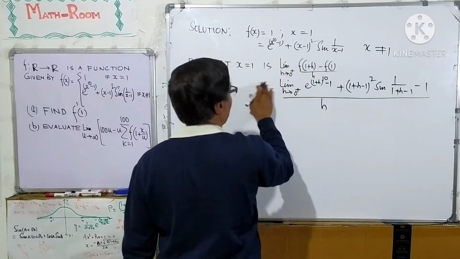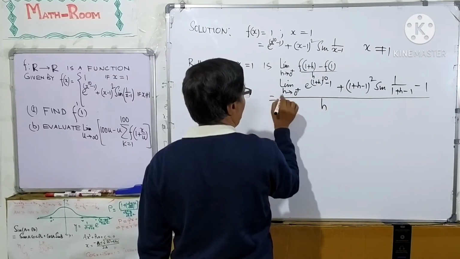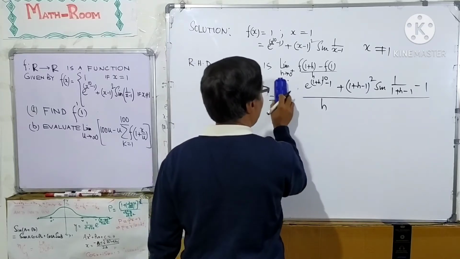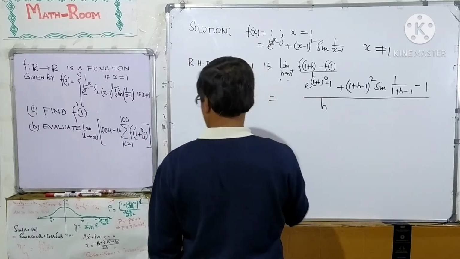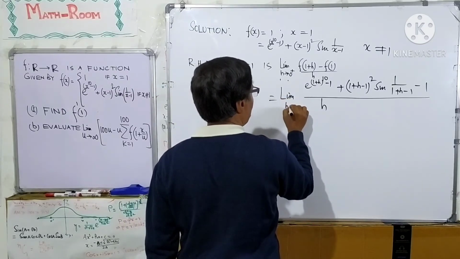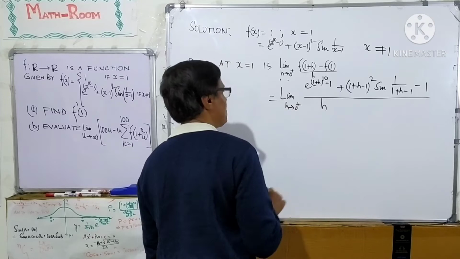limit h over h, also limit h tends to 0 plus.